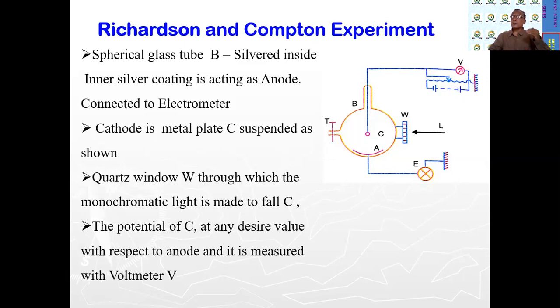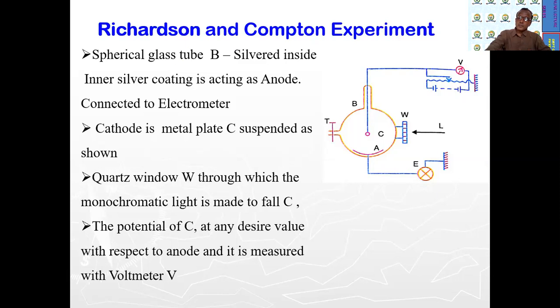That means if the cathode is at negative potential, then the anode will be at positive potential, so that the electrons emitted by the cathode during the process get accelerated towards the anode A. Due to this motion of the electrons from C to A, that means from cathode to anode, the photoelectric effect takes place, photoelectric current is generated, and that current is measured with the help of the electrometer.